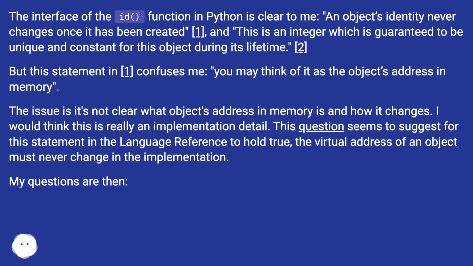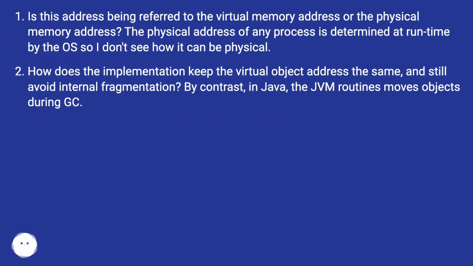My questions are then: is the address being referred to the virtual memory address or the physical memory address? The physical address of any process is determined at runtime by the OS, so I don't see how it can be physical. How does the implementation keep the virtual object address the same and still avoid internal fragmentation? By contrast, in Java, the JVM routines move objects during GC.